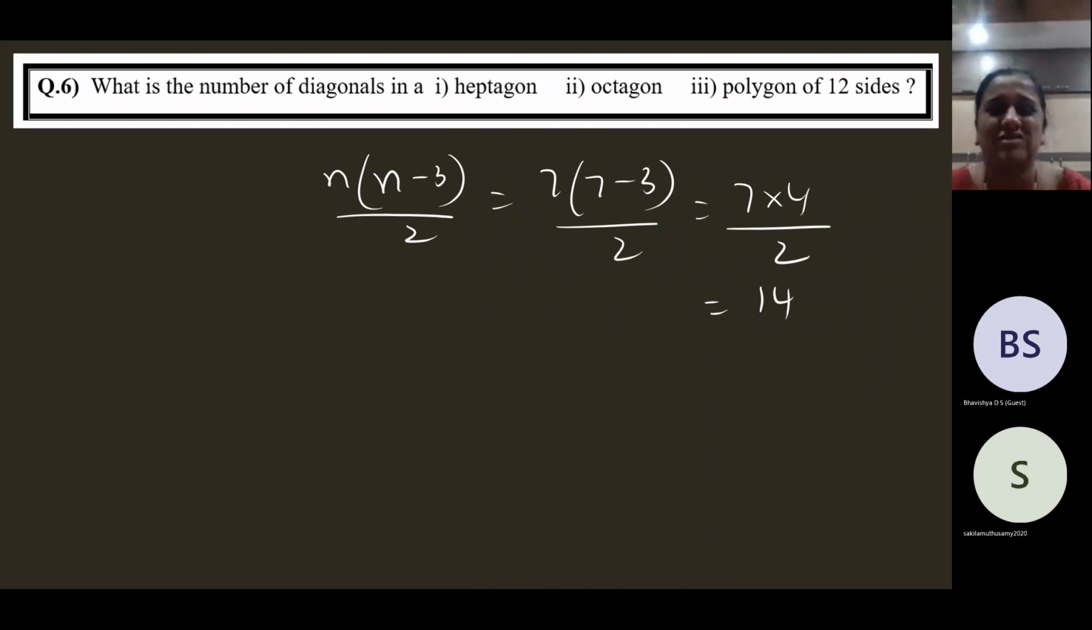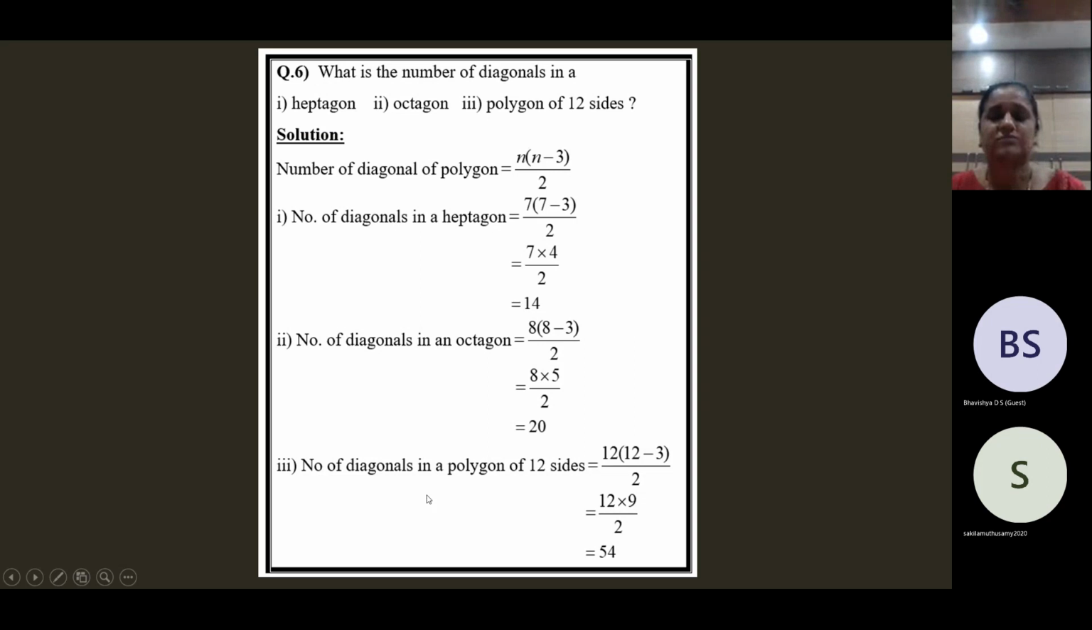No, you don't have to work, children. It's simple, no? Just the formula and substituting in. Yes, ma'am. n into (n minus 3) by 2 will give you the number of diagonals the polygon has.